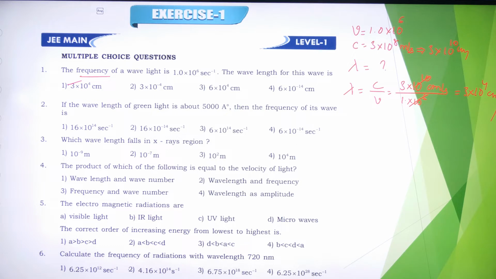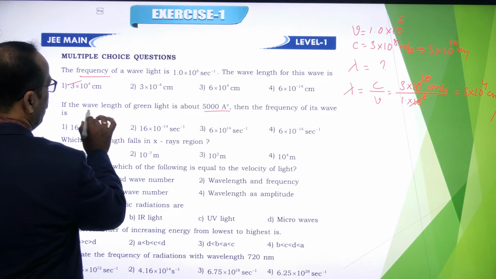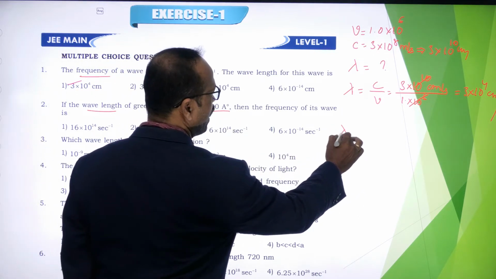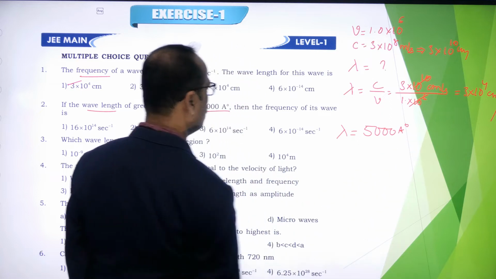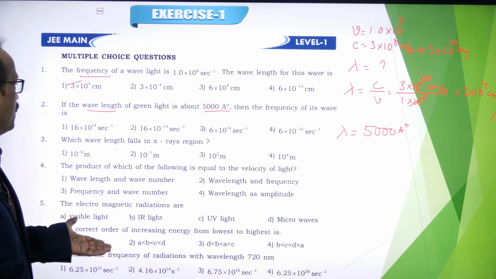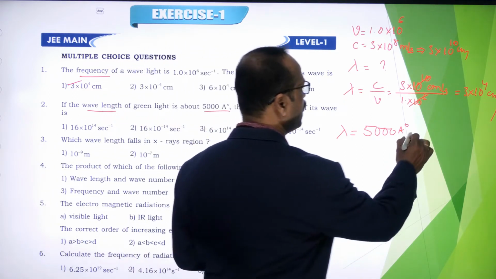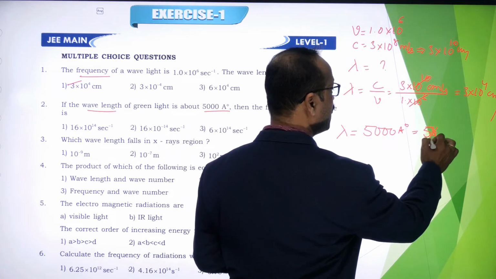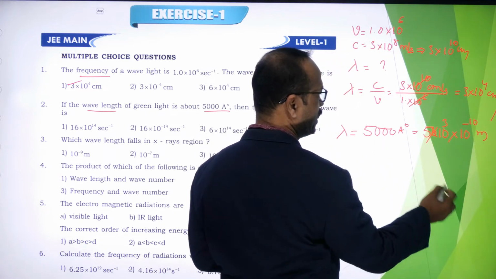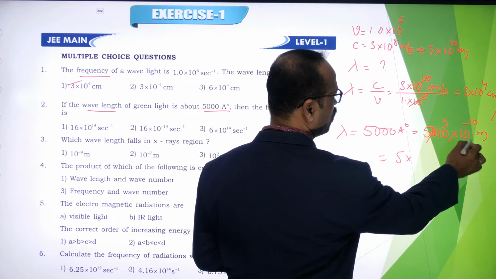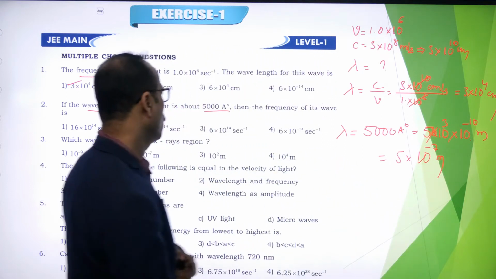Yes. Now similarly, the wavelength of green light is about 5000 angstroms. So the wavelength is given. Wavelength is lambda, given as 5000 angstroms. Angstrom means what? You have to convert into centimeters or meters. 1 angstrom is equal to 10 to the power of -10 meters, right? So 5000 can be written as 5 into 10 to the power of 3 into 10 to the power of -10 meters. So the powers are added, and this comes to 5 into 10 to the power of -7 meters.